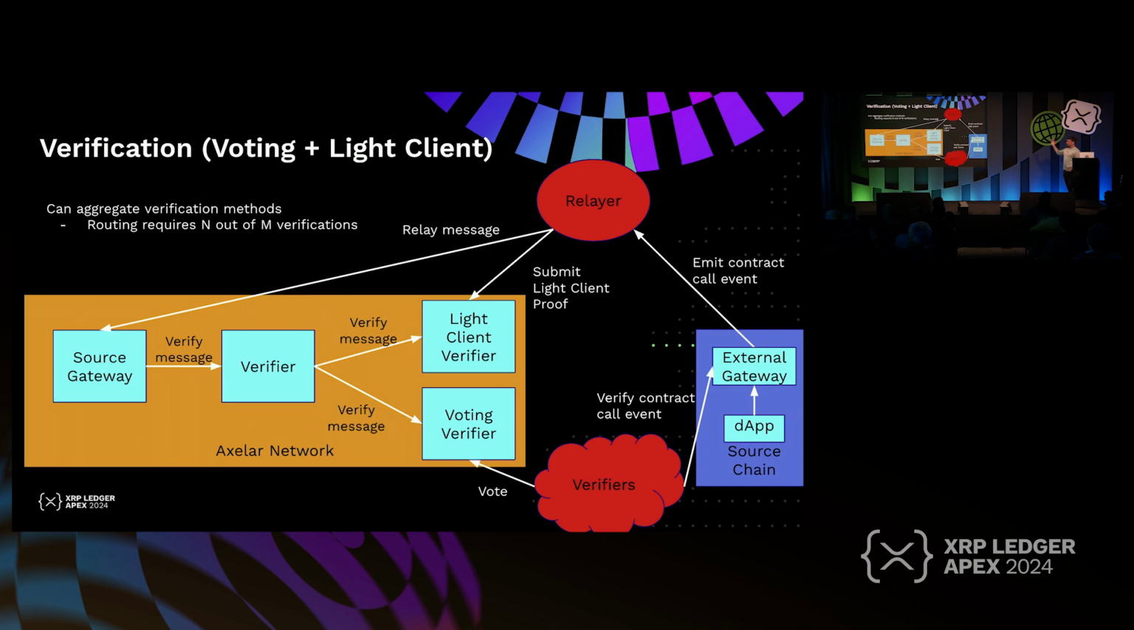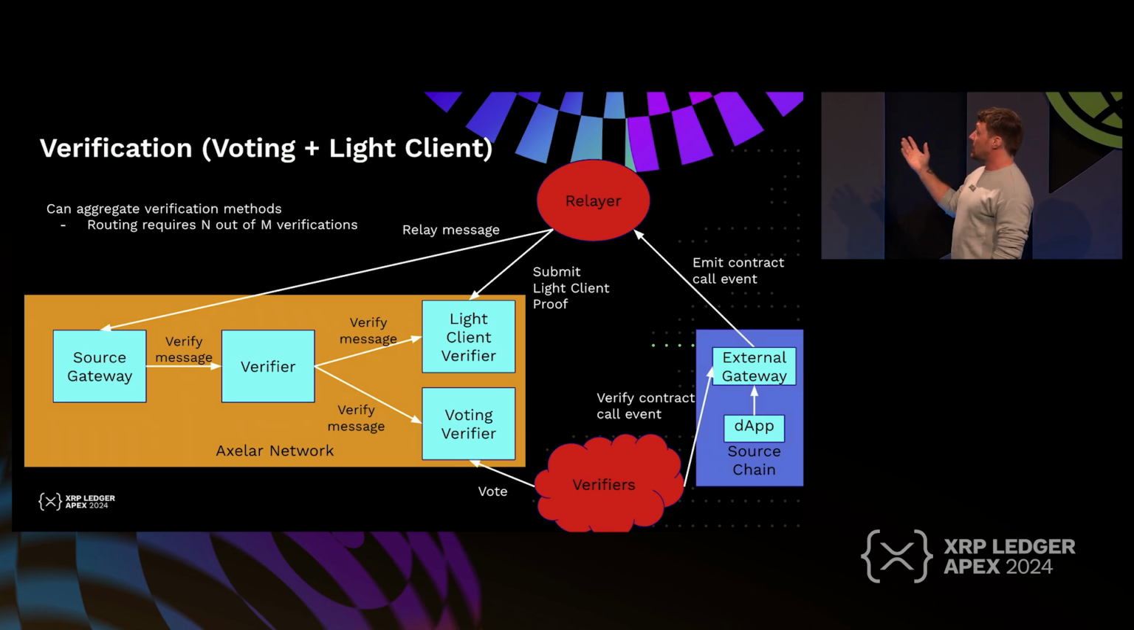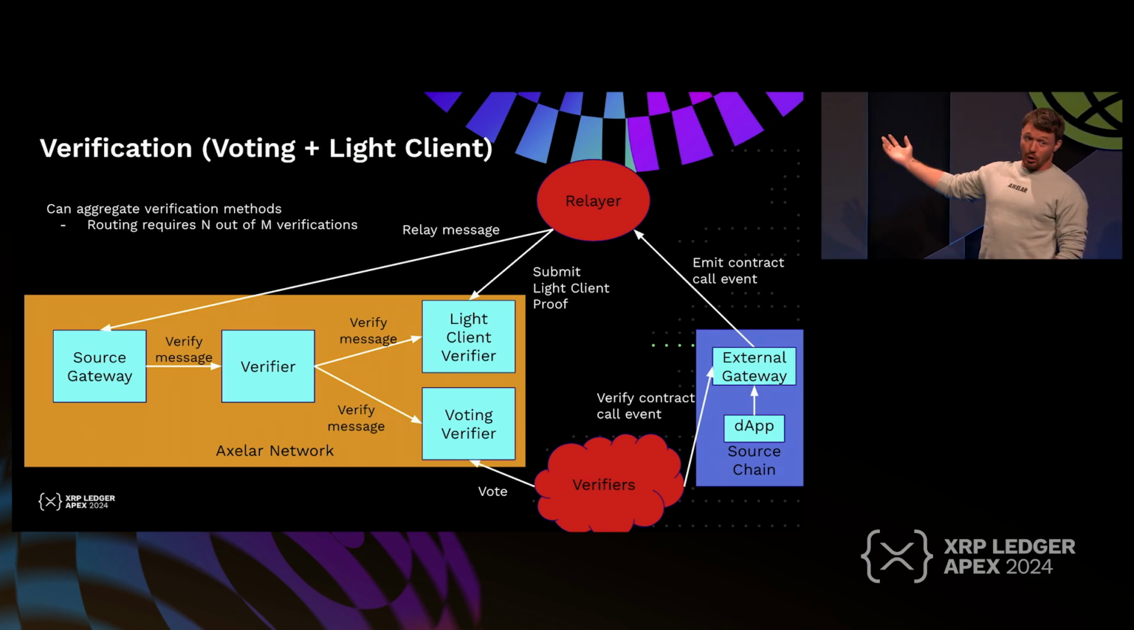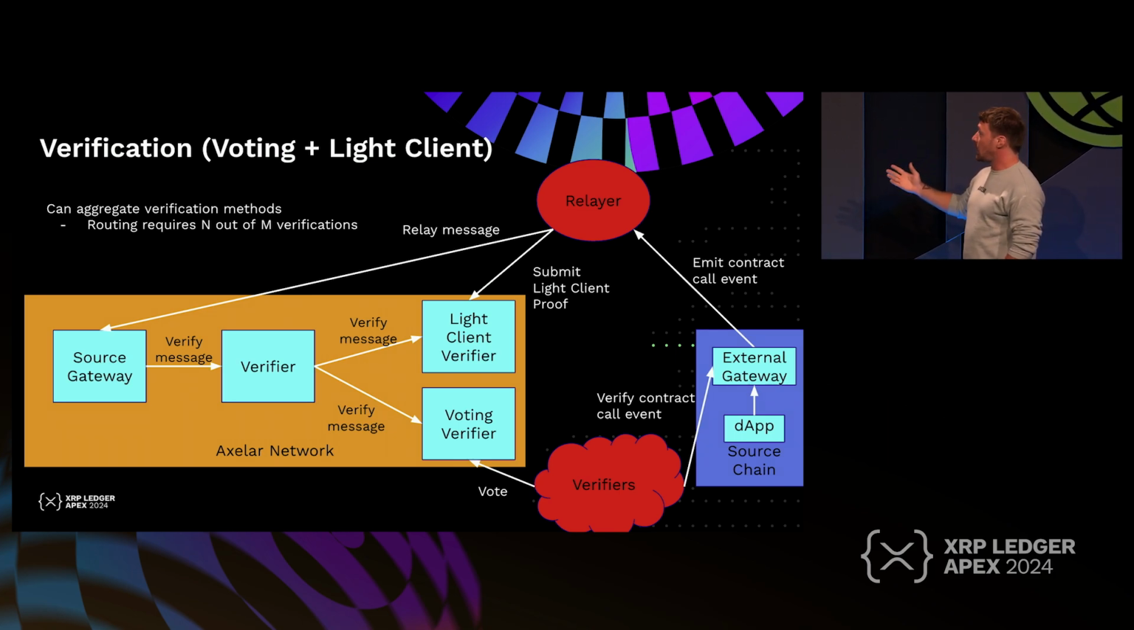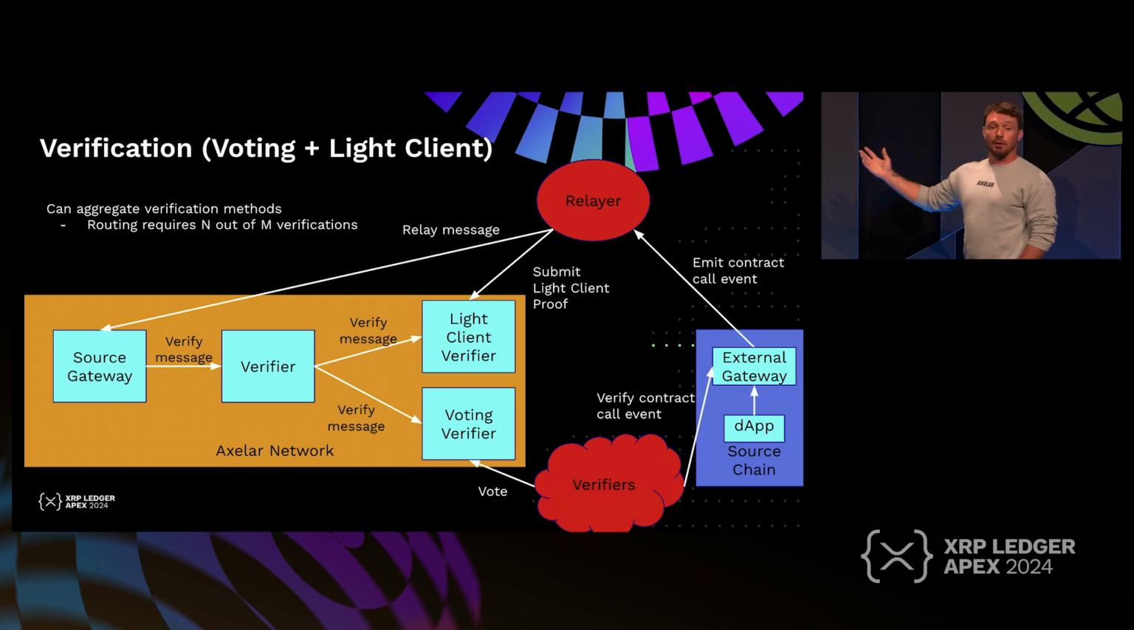This is just for illustrating the example. You could put both of these together, right? Where you have a light client verifier and a voting verifier working together. So you receive a message and you need both those methods to say yes before you route the message. We haven't built this, but it's totally possible. I personally think this bridge is the strongest bridge you could ever build, right?